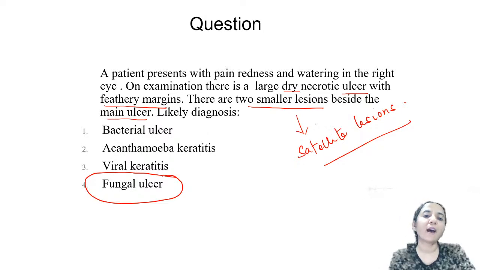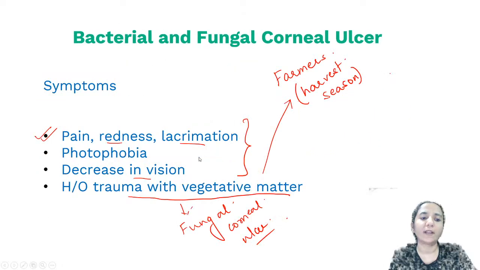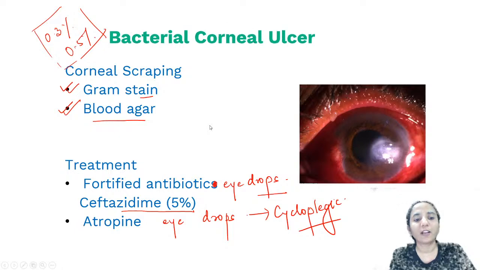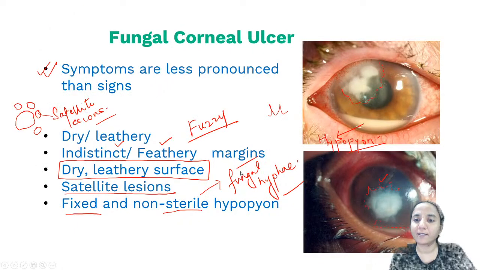Right, so this is how these questions come. These keywords, as I told you, are the ones we have to memorize. Like single ulcer, well-defined margins, sterile and mobile hypopyon for bacterial corneal ulcer. For fungal ulcer, dry and leathery surface, satellite lesions, fuzzy or feathery margins, fixed and non-sterile hypopyon. Right? So this is about fungal and bacterial corneal ulcers.